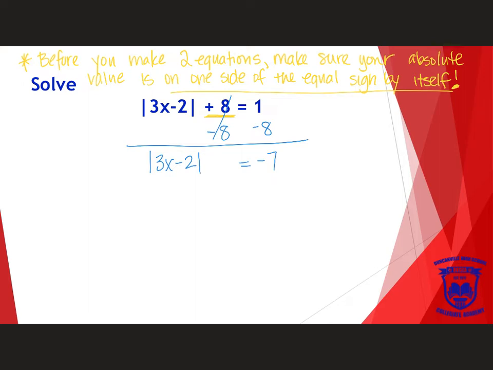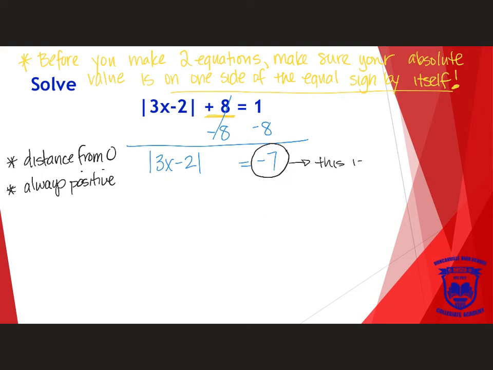What do we know about the absolute value? Let me refresh your memory. We talked about two things with the absolute value. We talked about the absolute value being the distance from 0, and we talked about the absolute value being always positive, because distance is always positive. So if I end up with the absolute value of 3x minus 2 is equal to negative 7, what do we know about this number here? This is a negative number.